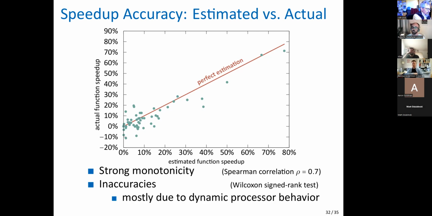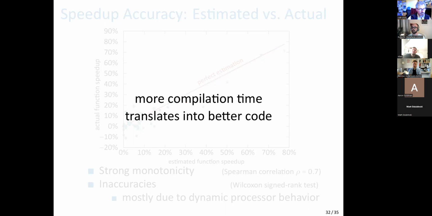There could be two sources of inaccuracy here. One is the estimated execution frequencies of the basic blocks in the compiler, and another is the dynamic processor behavior. We did another experiment, and we found out that mostly the inaccuracy comes from not modeling things like branch prediction, cache misses, and things like that, which our model doesn't capture. But the takeaway here is that more compilation time indeed gets you better code in this approach, and that's something.